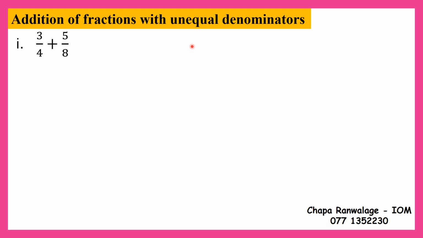The first thing is 3 over 4 plus 5 over 8. How can we simplify this? 3 over 4 plus 5 over 8. First thing that you have to check is the denominators. In here the denominator is 4, and in here the denominator is 8. Now you can see the denominators are not equal. So the first thing that you have to do is equalize them. Now how can we equalize the denominators?